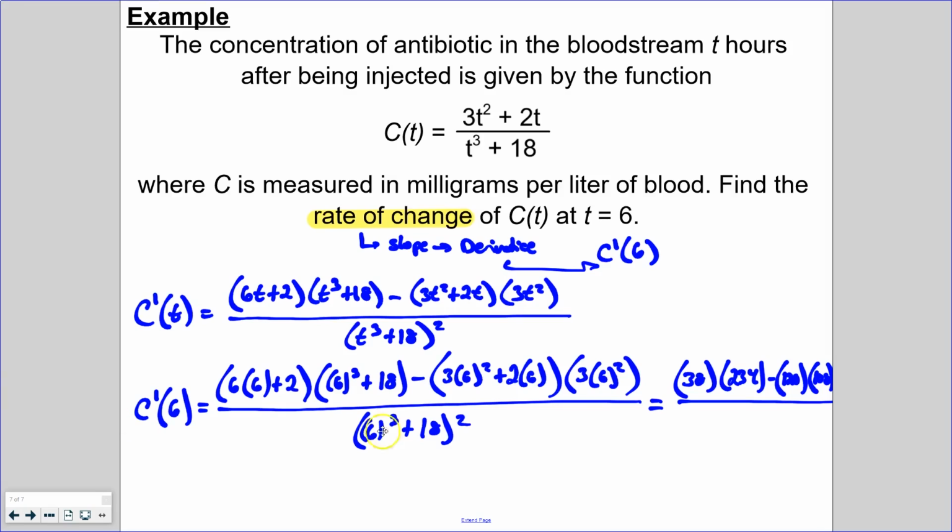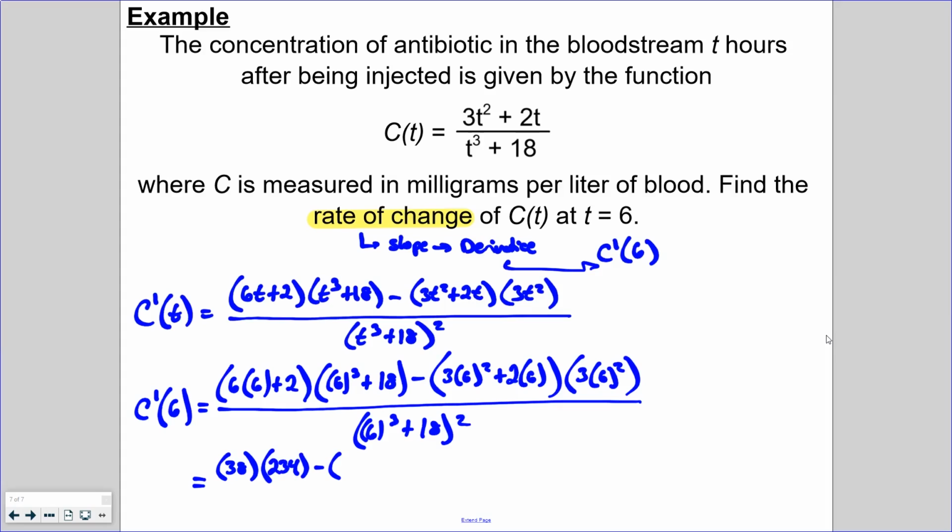It doesn't appear as though that's very readable, so let me write this underneath. So now let's just make this a little bit more readable. So what was that? 38 times 6 cubed plus 18 was 234 minus 3 times 6 squared plus 2 times 6 was 120 times 108. And then the denominator is going to be 234 squared.